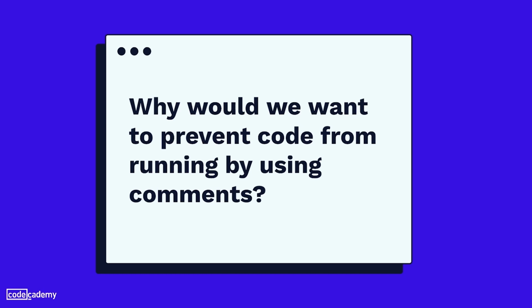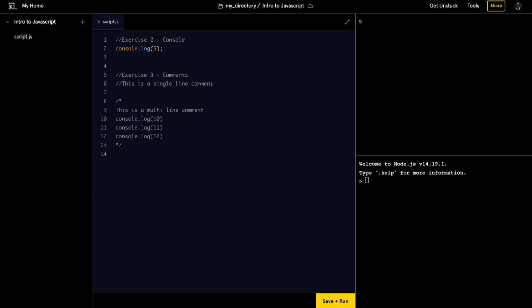Some Codecademy users on the Codecademy forums have asked the following. Why would we want to prevent code from running by using comments? That's a great question. Let's switch over to our workspace to talk about this. We already know that one of the primary purposes of writing comments is to document our code. We already saw this in the exercise, but here's another example of what documentation might look like.